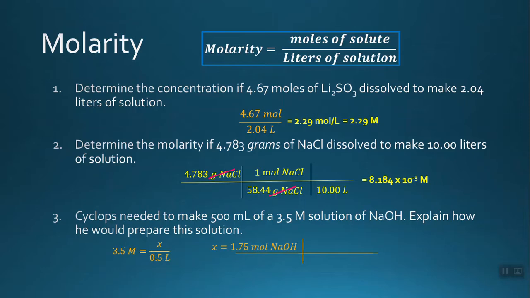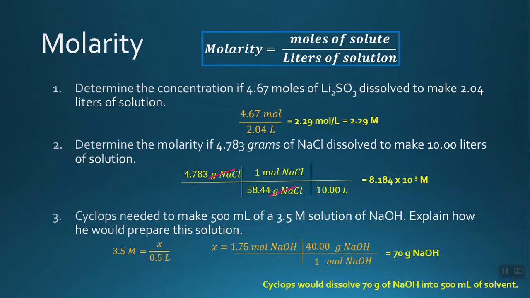So with 1.75 moles, we're going to bring down moles, and we'll write grams on top. I'm going to find the molar mass of sodium hydroxide, and we have 1 mole is 40.00 grams of sodium hydroxide. So how much does Cyclops need to measure out? He needs to measure out 70 grams of sodium hydroxide.